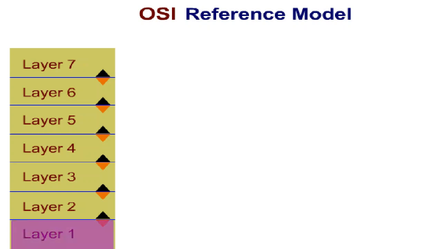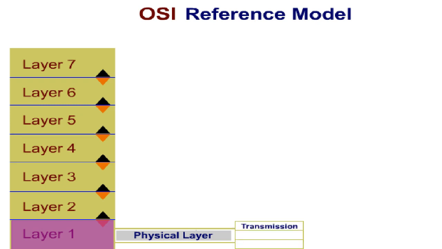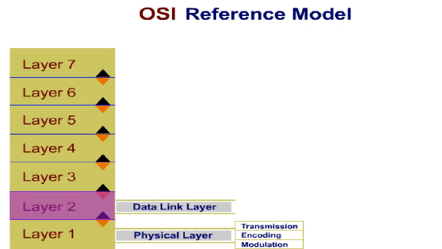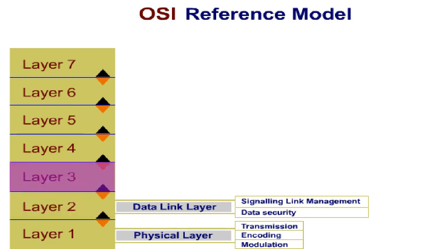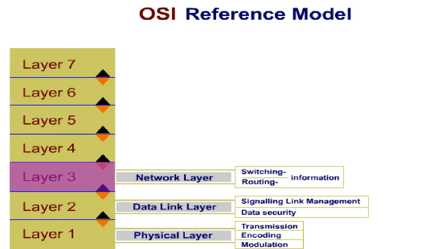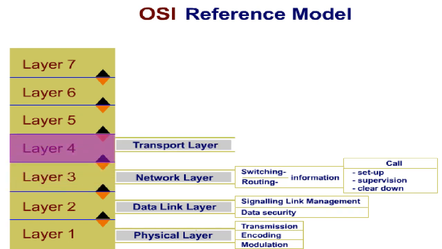The lowest layer, layer number 1, is the physical layer. It's responsible for transmission, encoding, and modulation. Layer 2 is the data link layer. It's responsible for the signaling link management and data security. Layer 3 is the network layer. It contains the information needed for switching and routing and handles call setup, supervision, and clear down. Layer 4 is the transport layer. Here, the peer-to-peer connection's data flow is controlled.